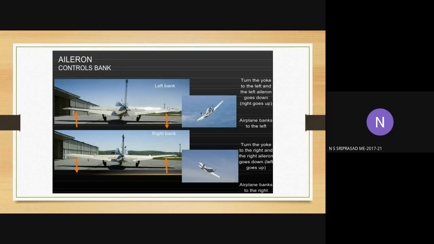This is going to cause rotation. So this is what's going to happen when the left aileron moves up, like in this figure. When the left aileron moves up, the motion will result in this left banking motion or rolling motion. Similarly, when the right aileron moves up, the motion of the plane will turn towards the right, the rolling motion.